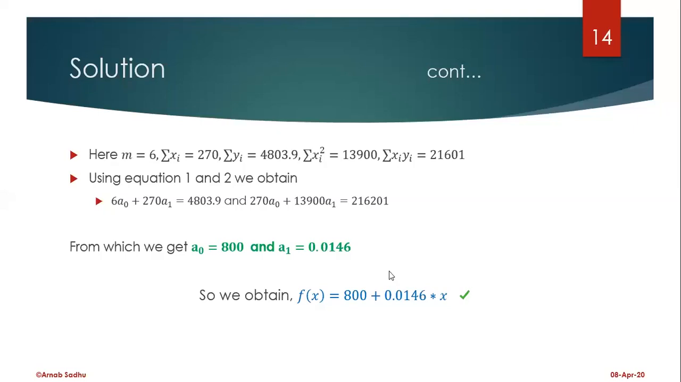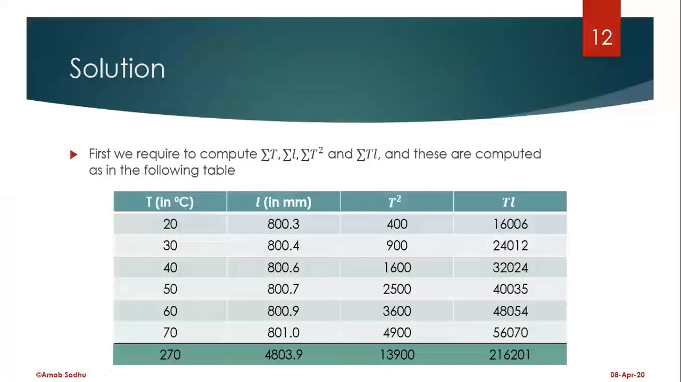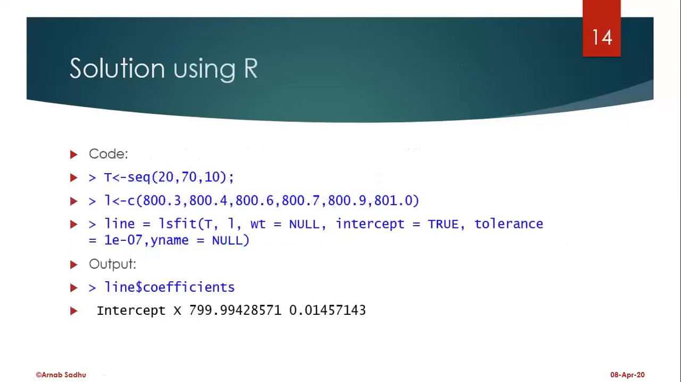How to perform the same solution operation in R? To find the solution, we first need to put these values in R. So the values for T were from 20 to 70 with an exact gap of 10. So I have used the command seq, sequence. You can use the command c as well, but I have used seq because I don't need to type all the values. So 20 to 70 with a gap of 10, and L is equal to this: 800.3, 467, and up to 801.